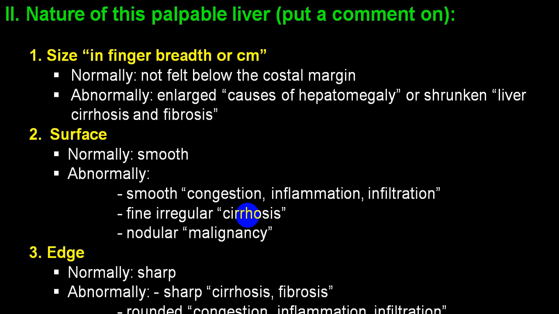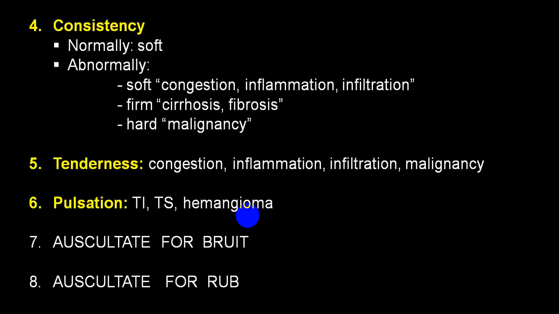Usually the liver is very soft, but it will be hard in case of malignancy. Consistency will be soft, but it will be firm in case of cirrhosis and malignancy. It will be tender in case of congestive heart failure, abscess, infective hepatitis, or secondary metastasis, malignancy. Pulsation will be very characteristic in tricuspid stenosis, where it will be a diastolic pulsation, while in tricuspid regurgitation, it will be a systolic pulsation.